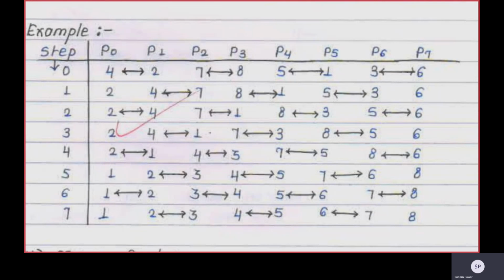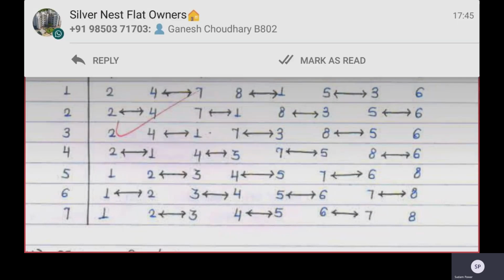Then step number 4, this is the even step. 2 and 1, yes, need to exchange. Then 4 and 3, yes, you need to exchange. 7 and 5, yes, you need to exchange. Then 8 and 6, yes, you need to exchange. Then the next odd step, that is step number 5. If you see that, 2 and 3, no need to exchange. 4 and 5, no need to exchange. 7 and 6, yes, you need to exchange. Then 6 and 8, no.